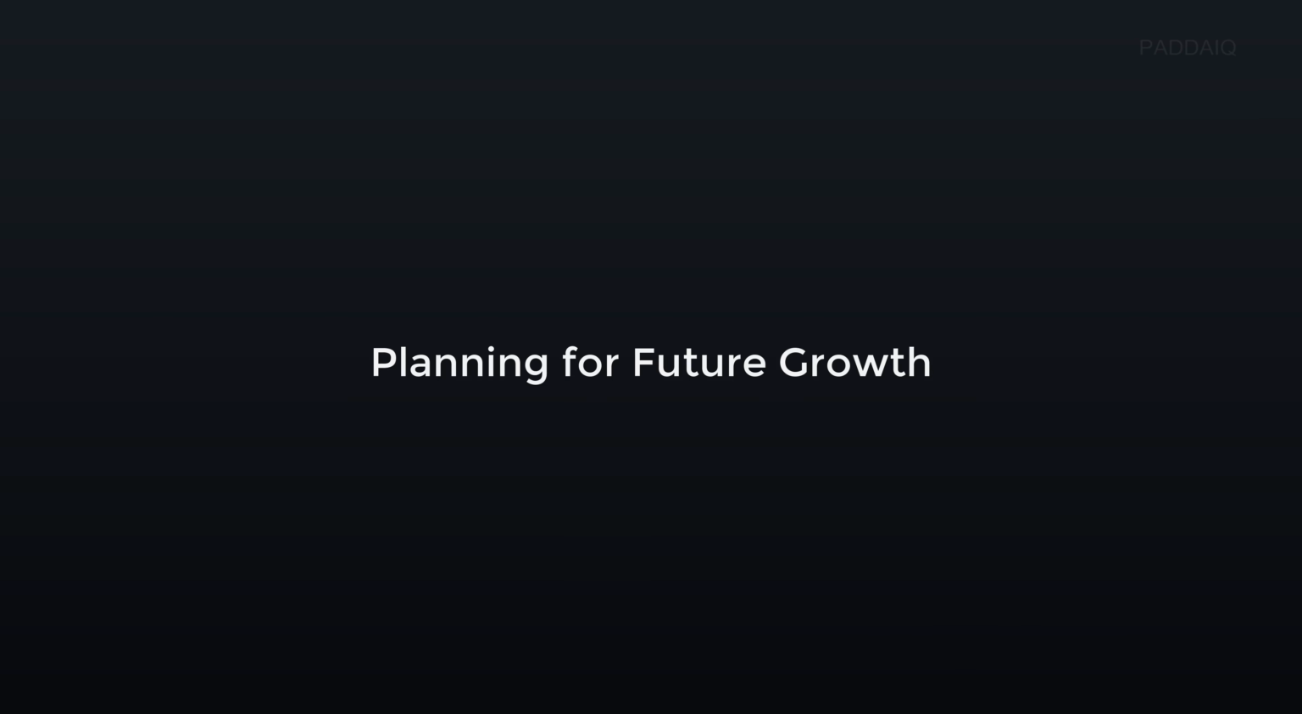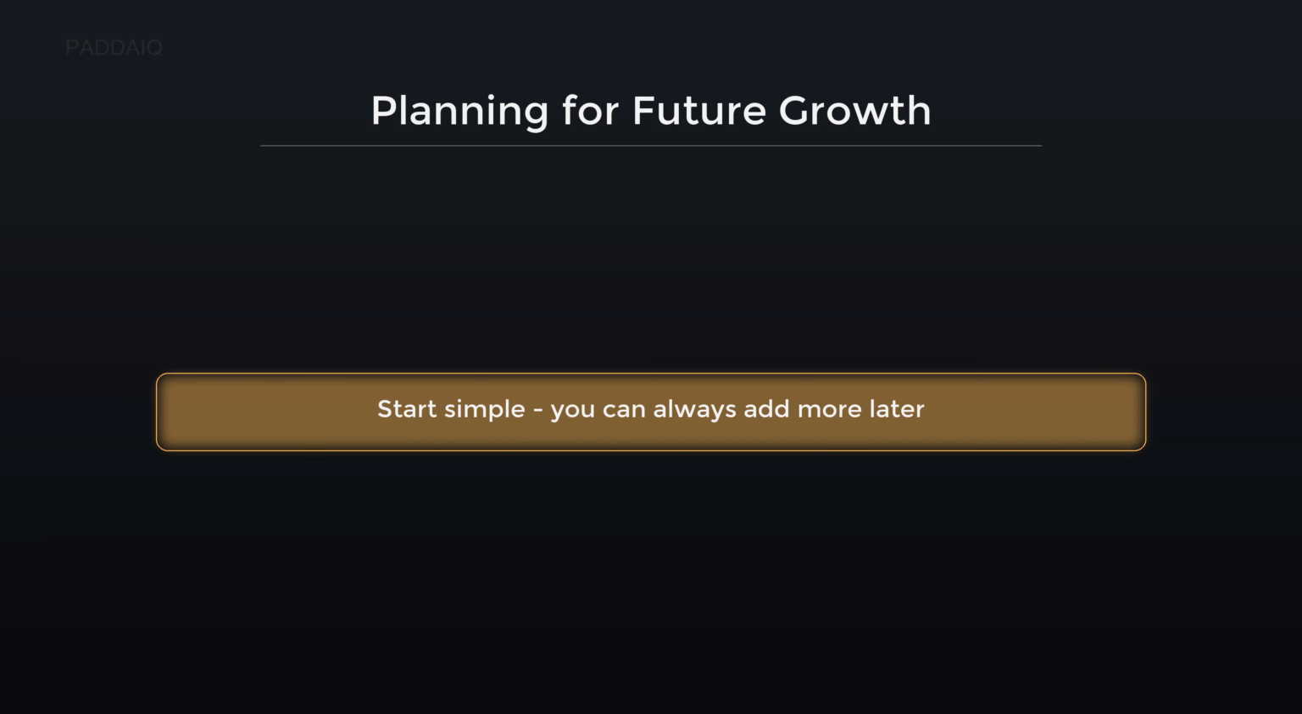Planning for future growth with strategic foresight. Start simple, you can always add more later. Begin with basic functionality to solve immediate needs, avoiding complexity. For instance, launch a simple employee directory app first, then gradually integrate leave management features. This approach ensures early success and manageable scaling, building confidence as your solution evolves efficiently over time.